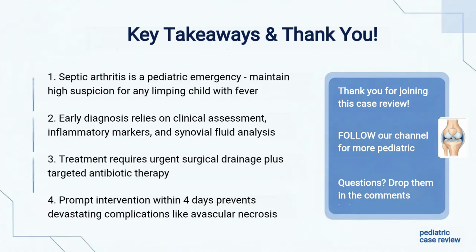And that brings us to the end of today's lecture on septic arthritis in children. Let us review the 4 key takeaways. First, septic arthritis is a pediatric emergency. Maintain high clinical suspicion for any limping child with fever. Second, early diagnosis relies on clinical assessment, inflammatory markers including C-reactive protein and synovial fluid analysis. Third, treatment requires urgent surgical drainage combined with targeted antibiotic therapy. Fourth, prompt intervention within 4 days is essential to prevent devastating complications like avascular necrosis.